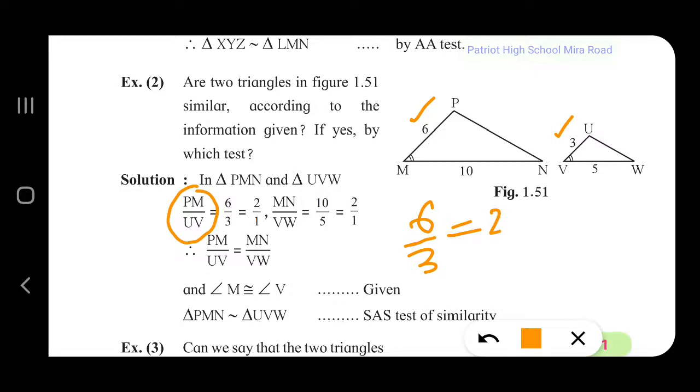Similarly, if we take the ratio of MN upon VW, we get it as 10 upon 5, which is again equal to 2.